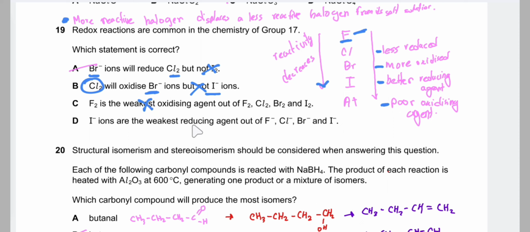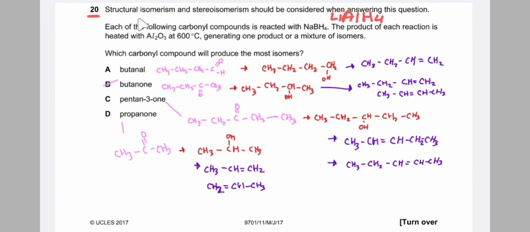Then, iodide ions are the weakest reducing agent. This statement is also wrong because iodide ions are less reduced. Since it is less reduced, it is more oxidized, and since it is more oxidized, it is a better reducing agent.